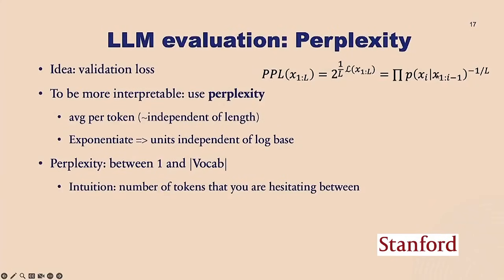If you really have no idea, you basically predict with 1 divided by the size of the vocabulary, and then with simple math you get a perplexity of the size of the vocabulary. So the intuition of perplexity is that it's the number of tokens that your model is hesitating between. If your model is perfect, it doesn't hesitate, it knows exactly the word. If it really has no idea, then it hesitates between all of the vocabulary.